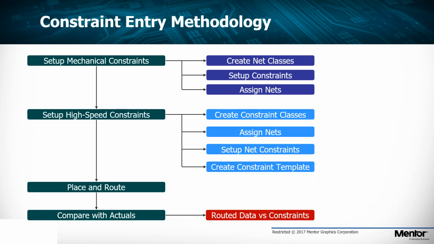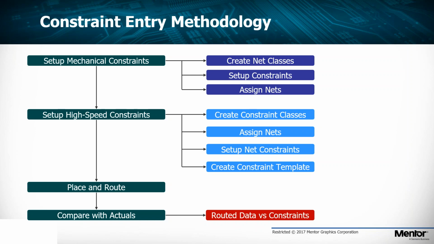This is a good slide that shows what the real process is of creating design constraints. The first real step is to set up our mechanical constraints: create those net classes, set up the constraints for those net classes, and assign nets to those net classes. Then we're going to assign those clearances to all of those net classes on a layer-by-layer basis, and we'll definitely walk through that.